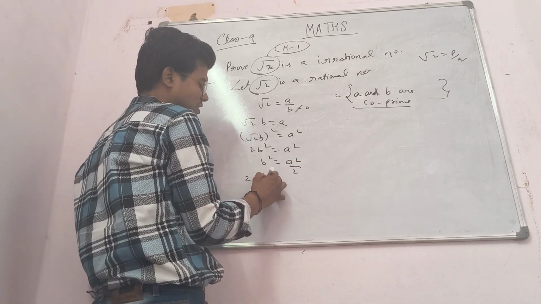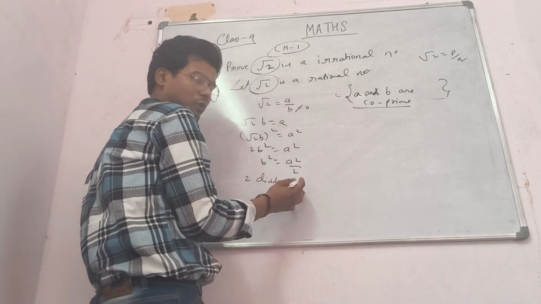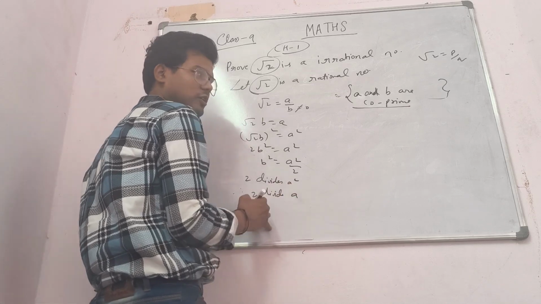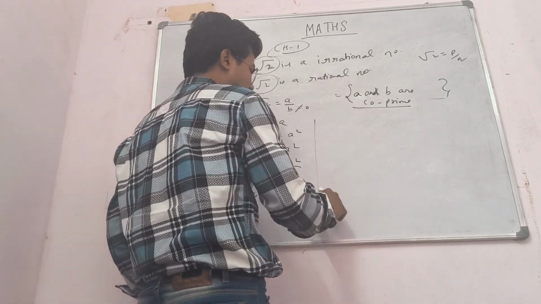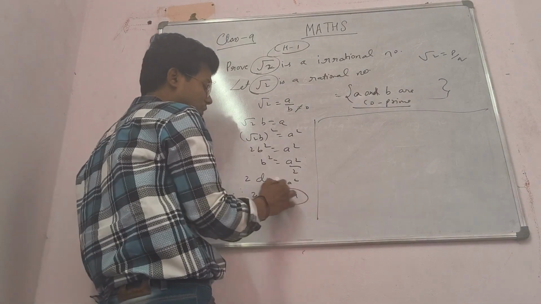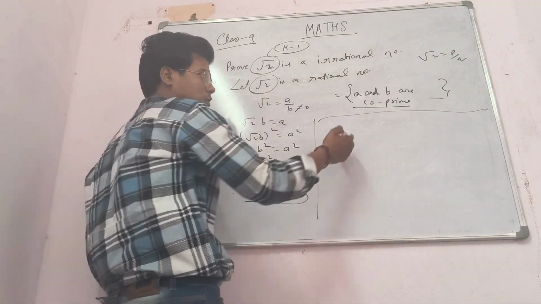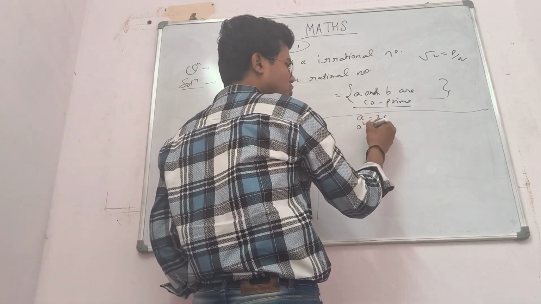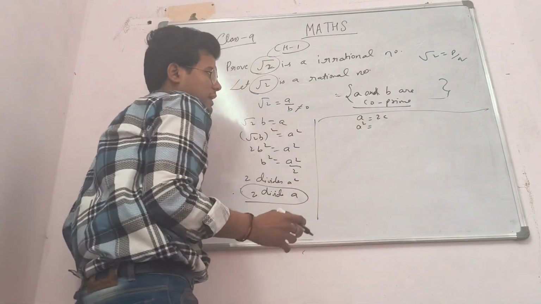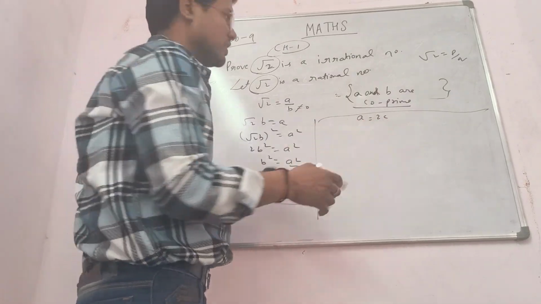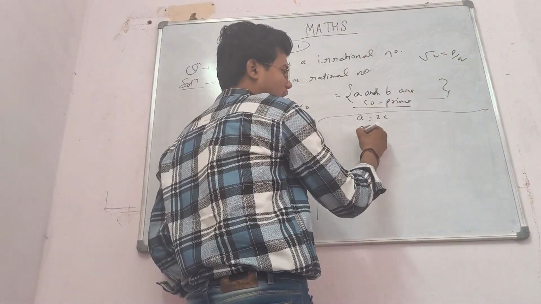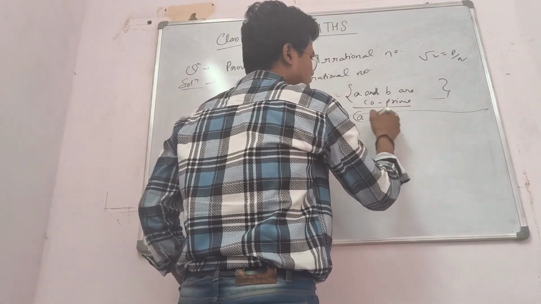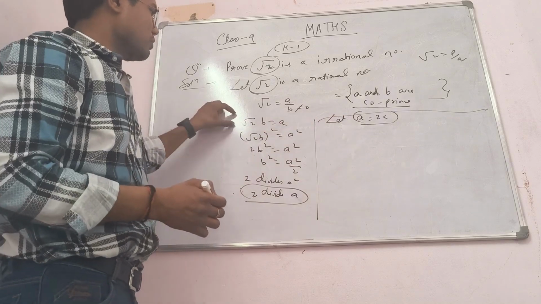This means 2 divides a square. Therefore, 2 will also divide a. If 2 is dividing a, it means 2 is a factor of a. So let us assume that a is equal to 2c for a minute. Squaring both the sides, a square is equal to 4 c square. We have assumed a equals 2c. Now put it in this value.